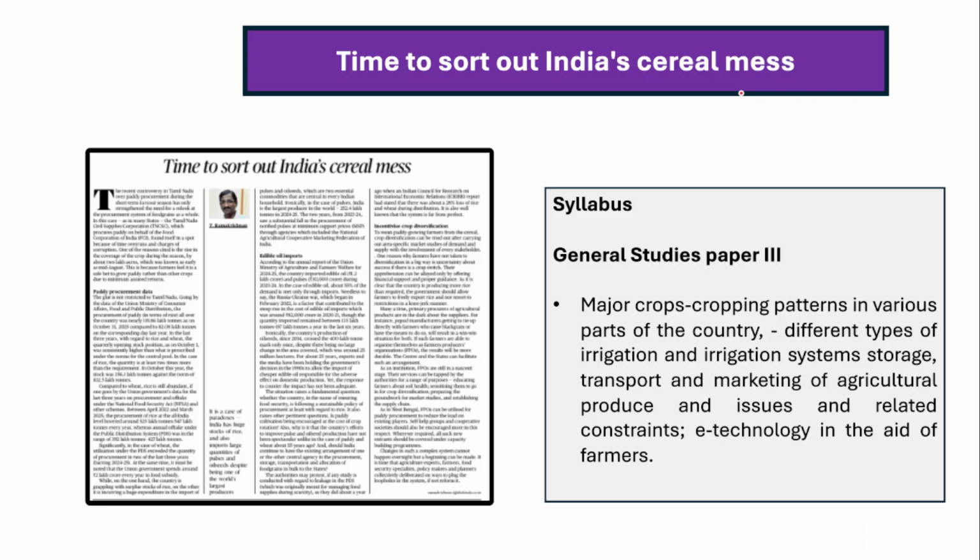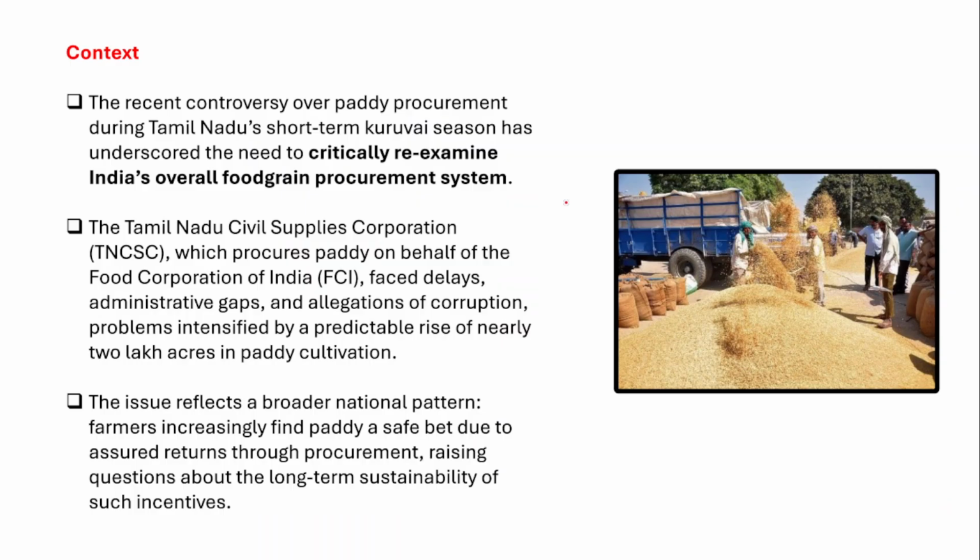Now going into the topics, the first topic is an editorial which has been given in the Hindu newspaper, and this editorial is talking about India's cereal mess. So let's understand this topic, but before going into this, from the syllabus point of view, this is very important for General Studies Paper 3, Agriculture. Now let's understand what the author is discussing in this editorial.